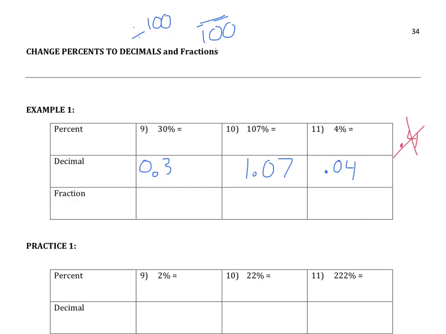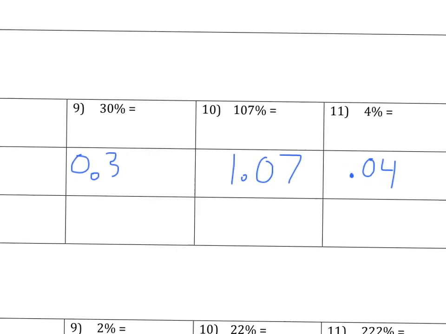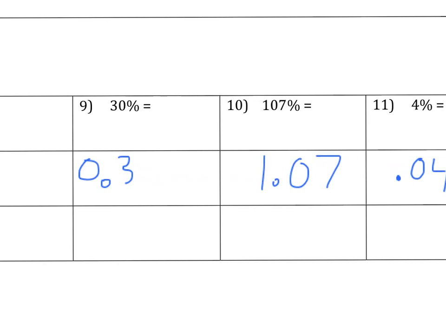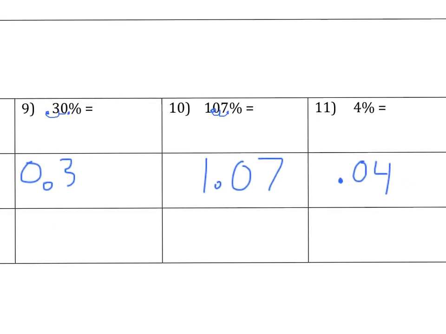Now, whenever you're dividing by 100, and some of you probably learned it this way, what you're actually doing is just moving the decimal place 2 places to the left. So the decimal in 30 is right there. You're moving it 2 places to the left. 107, it was right there. You're moving it 2 places to the left when you divide by 100. Okay, and then for the last one, the 4%, the decimal's right there. You're moving it 1, 2. There's an empty spot, so you fill in a 0. Okay? Alright.